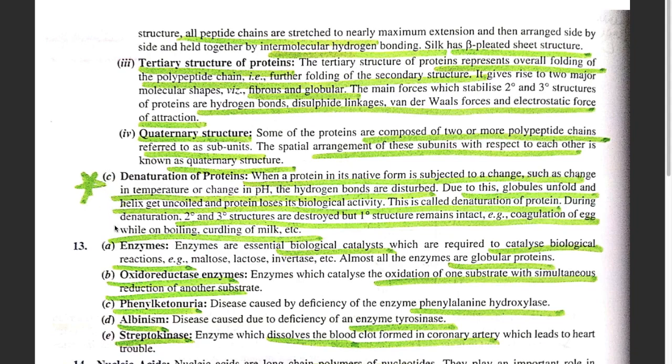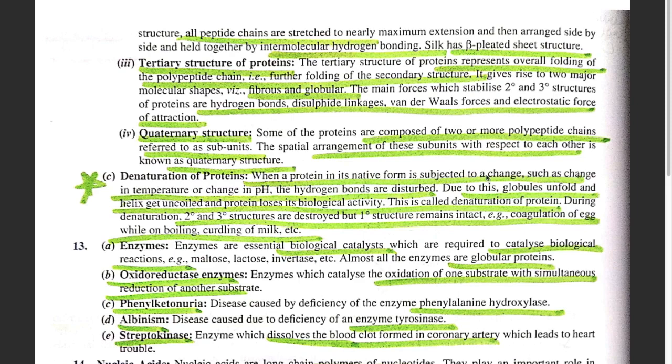Now, a very, very important topic, and that is the denaturation of proteins. Denaturation of protein can come as a short note question in your board examination carrying 1 mark. So, what is denaturation? The protein in its original state is called the native state of protein.